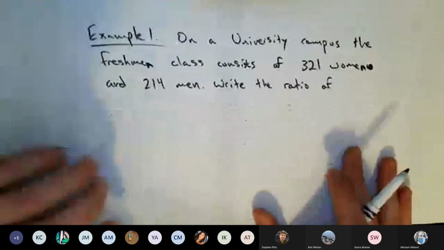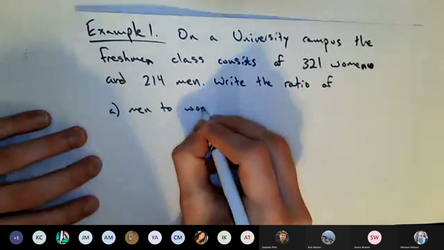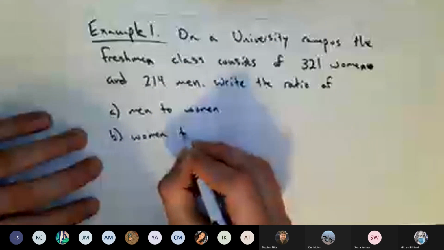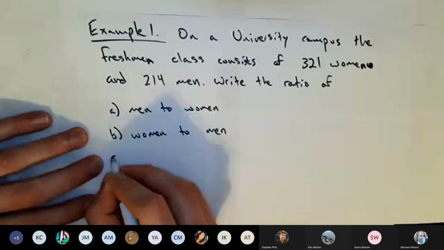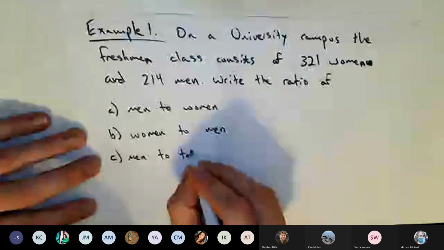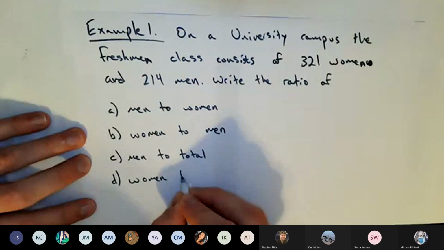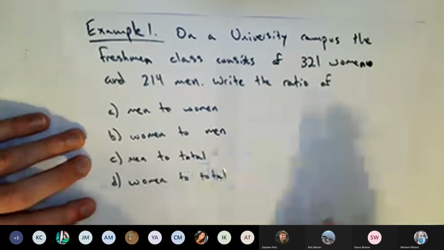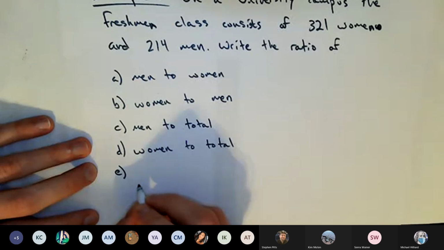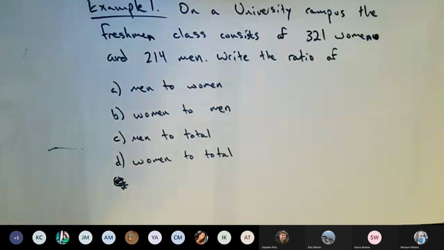And I'm going to break this into parts. Write the ratio of part A, men to women. Part B, women to total. Part C, men to total. And part D, women to total. And then part E, we'll do as a separate example.